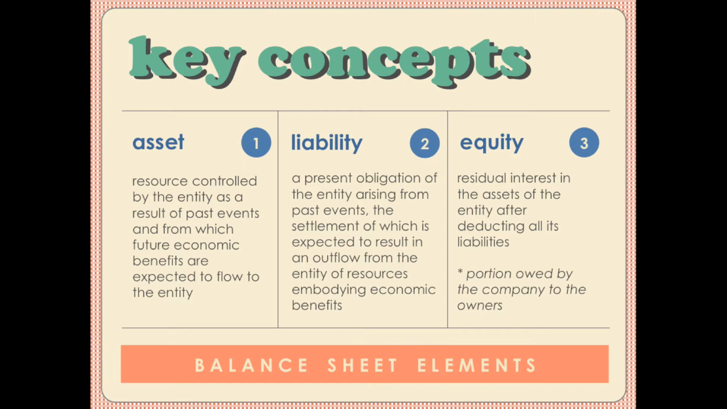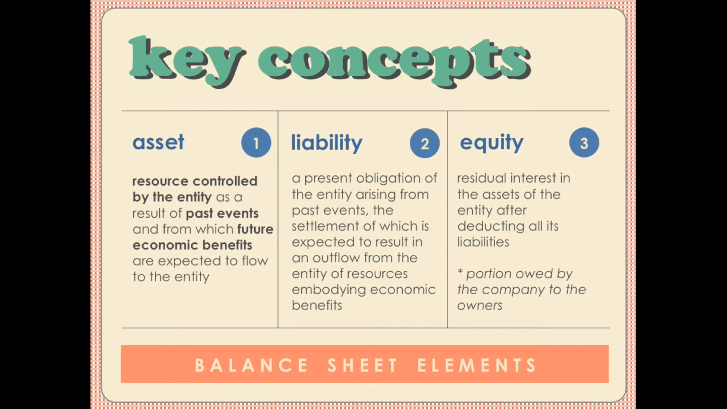An asset is formally defined as a resource controlled by the entity as a result of past events and from which future economic benefits are expected to flow to the entity. First thing to note is that it is a resource, like cash or property or a right, which is controlled by the entity, meaning the company has the right to use or to benefit from the resource and has the ability to transfer or sell it to others.